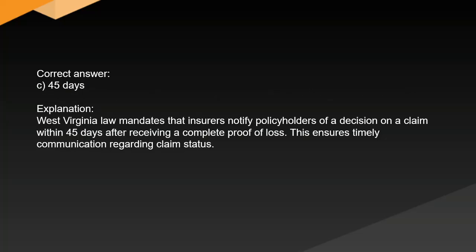Explanation. West Virginia law mandates that insurers notify policyholders of a decision on a claim within 45 days after receiving a complete proof of loss. This ensures timely communication regarding claim status.